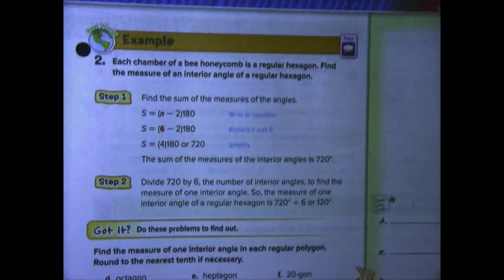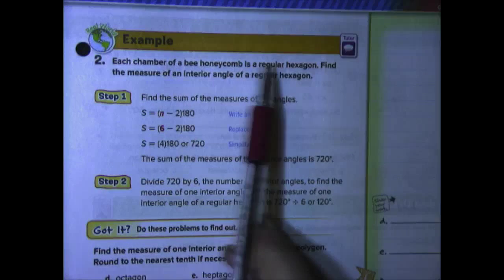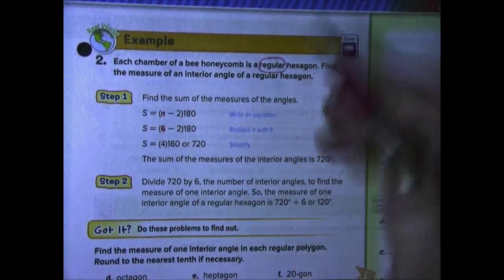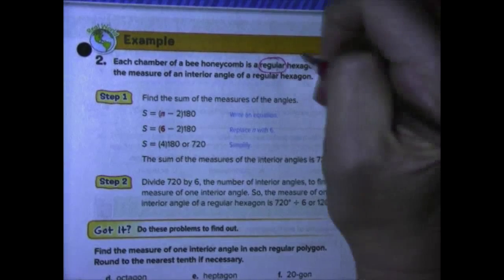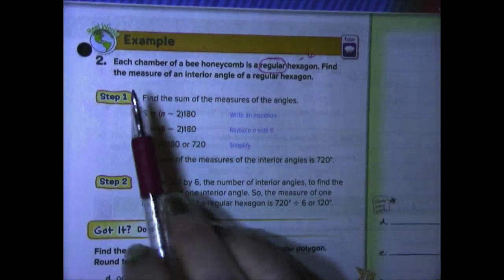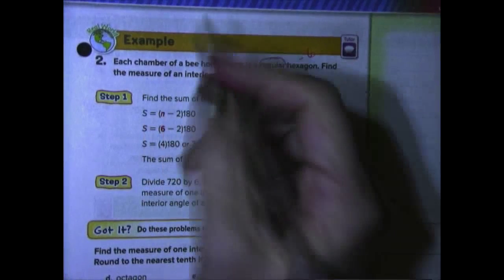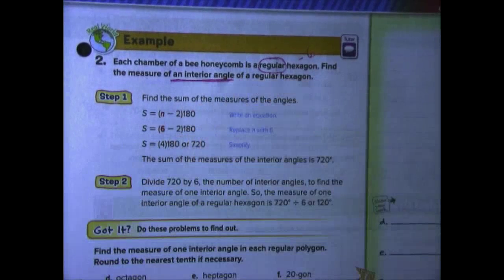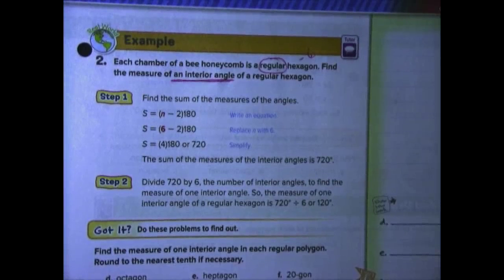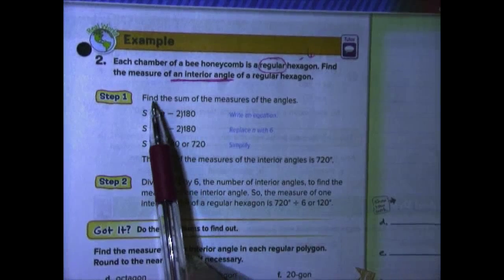Example 2, it says each chamber of a bee honeycomb is a regular hexagon. Now remember, it's important that we know it's regular, meaning it has sides of the same length, angles of the same measure. Hexagon we know means 6 sides. Find the measure of an interior angle. That's going to be important because it wants to know the measure of just one of those angles, not all of them, because we figured out that all of them equal 720 degrees. We figured that out just a minute ago.